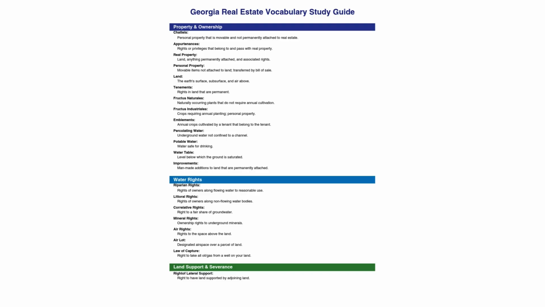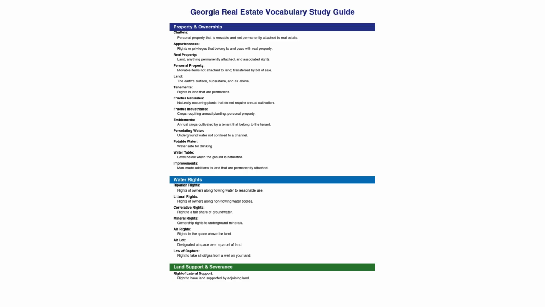Water rights: we go into riparian rights, rivers and streams. These are rights of owners who own land along flowing water. They can use it for reasonable use. Littoral rights, lakes and oceans, are rights of owners along non-flowing water bodies. Correlative rights are the right to a fair share of groundwater, usually issued by a permit.